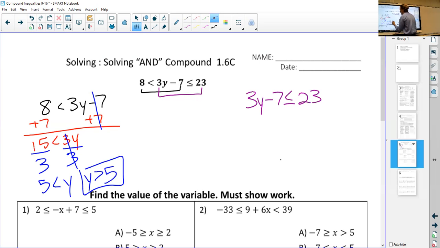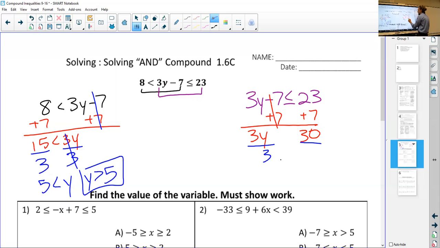Okay, so this is part of our answer. And then on the other side, we do the same math, so it's going to be plus 7 to the left and right. So that's 3y, and then over here is 30. And then we can divide both sides by 3 again. Ooh, I should remember to bring down my symbol as well. So we get y is less than or equal to 10. Okay? So that's one way to do it. So we know our answer's got to be greater than 5 and less than or equal to 10.